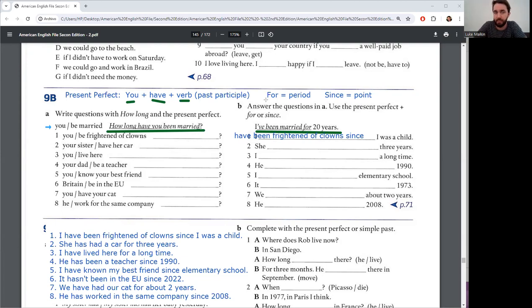With for and since, for is a period of time: for 2 years, for 8 minutes, for 9 days. Since is a point in time: since yesterday, since my birthday, since June, since 2004.